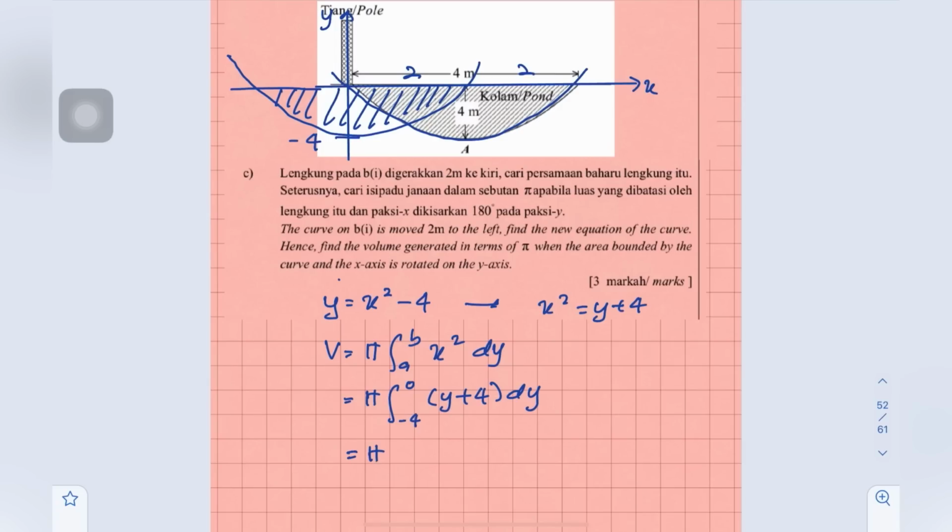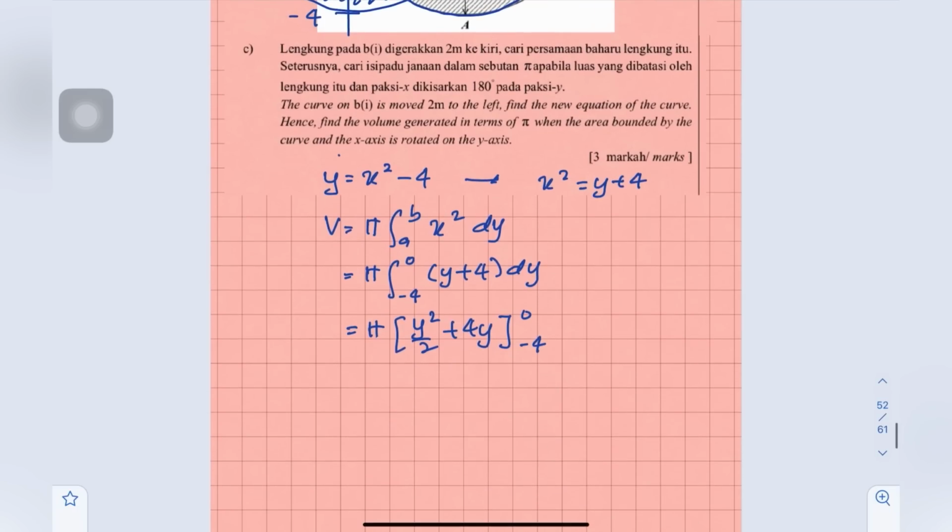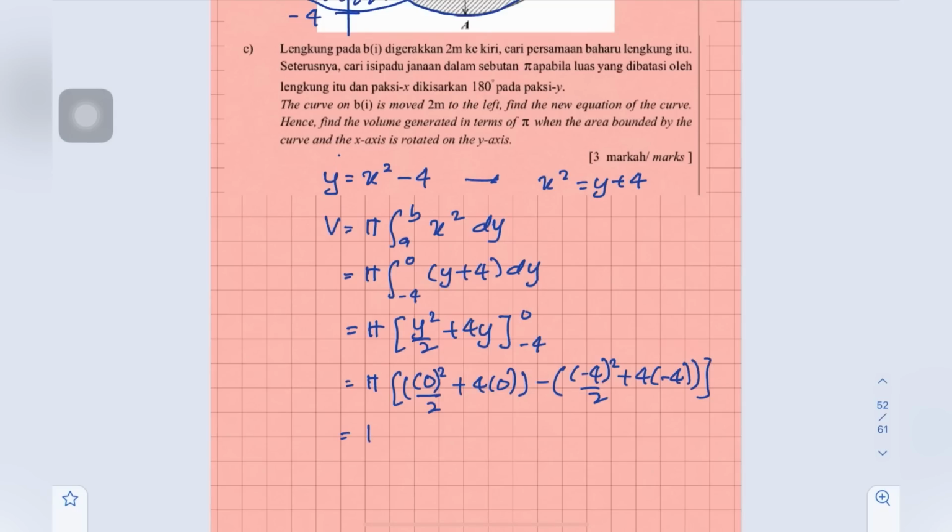Okay, so then we integrate, and we will get y squared over 2 plus 4y. Okay, so then we substitute the upper limit. This one, pi. So 0 squared, must show 4 times 0, even though it is 0 you have to show it. So negative 4 squared over 2 plus 4 times negative 4. Okay, so then this one is pi times 0 minus negative 8. Alright, so 0 minus negative 8. So this one equals 8 pi.